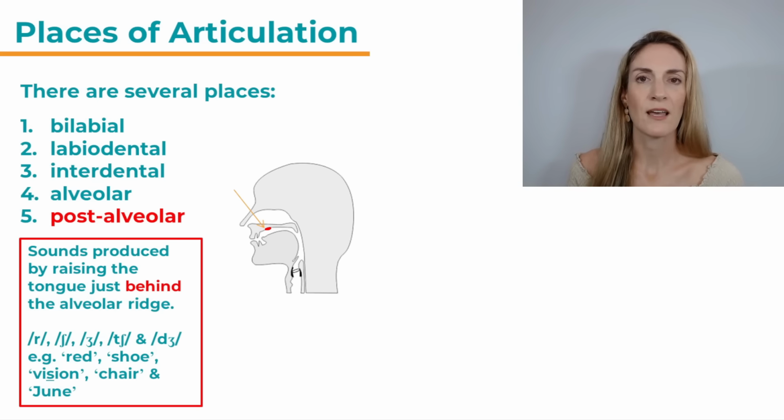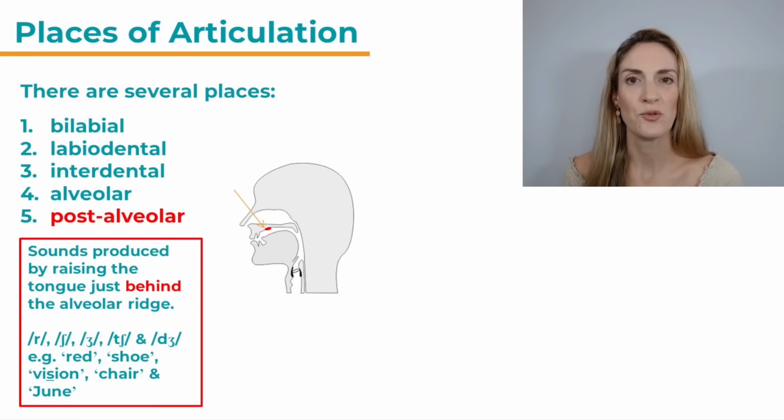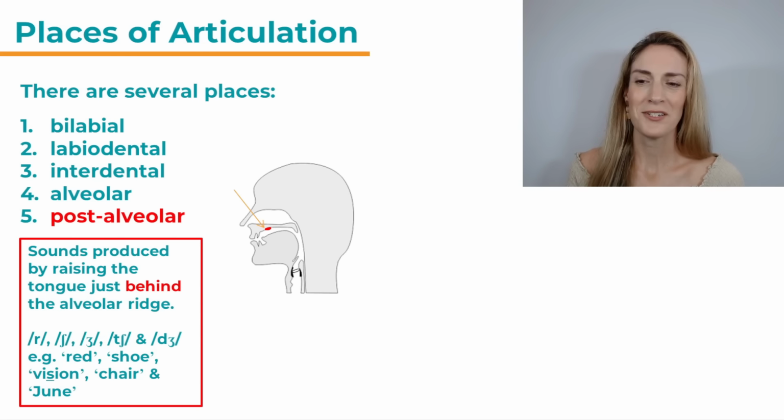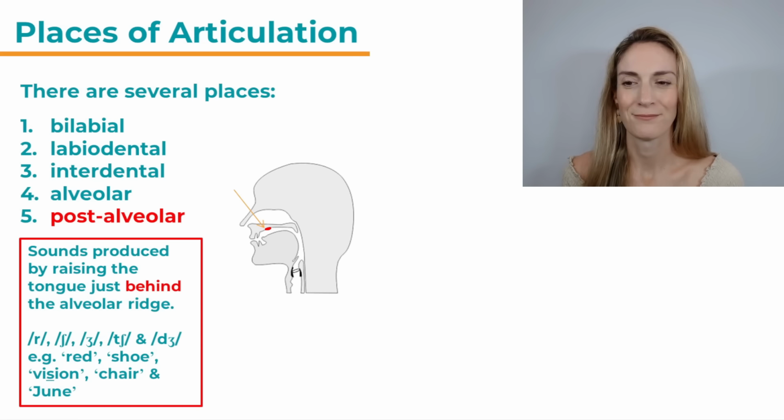So we have, for example, r, sh, j, and ch and j. So it's very close to the alveolar ridge, but a little bit further back. And again, I've given you some example words. So we have red, shoe, vision, chair, and June. And so just slightly back.